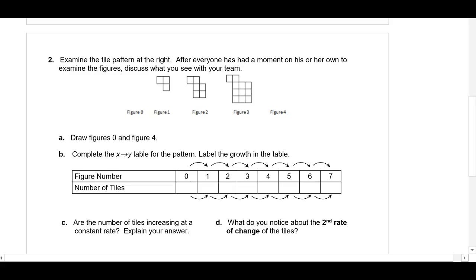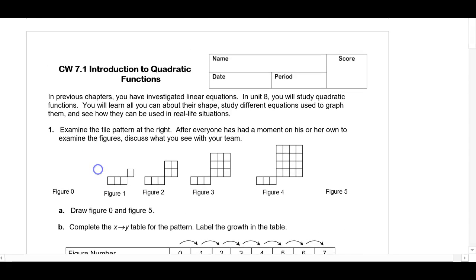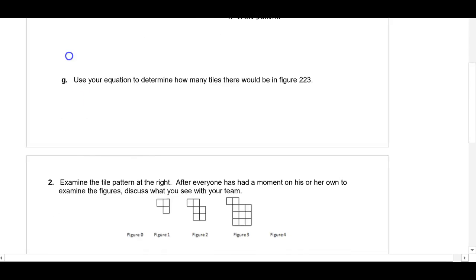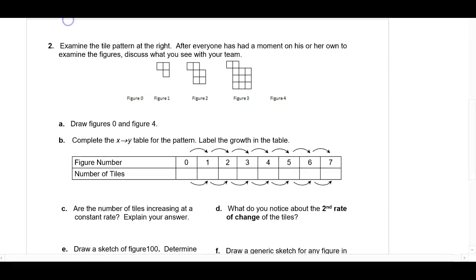Hey, Algebra 1. I am going to go over the first day's lesson. This is CW 7.1, Introduction to Quadratic Functions. What I'm going to do is actually start on the second page. So if you want to flip to the second page, I'm going to go over the notes on this back page. Some of you had it, some of you didn't.